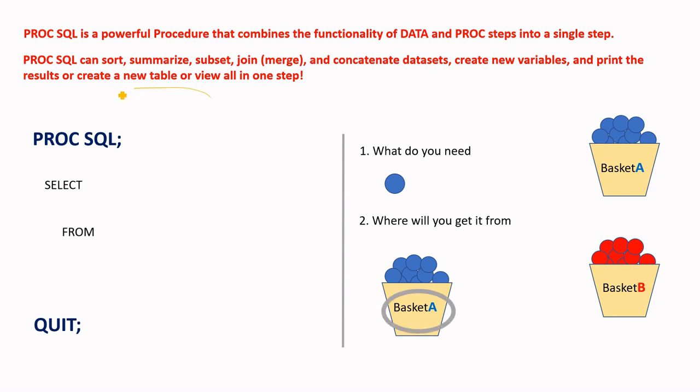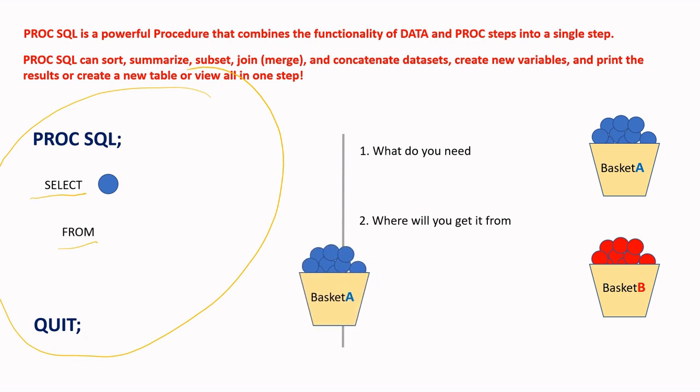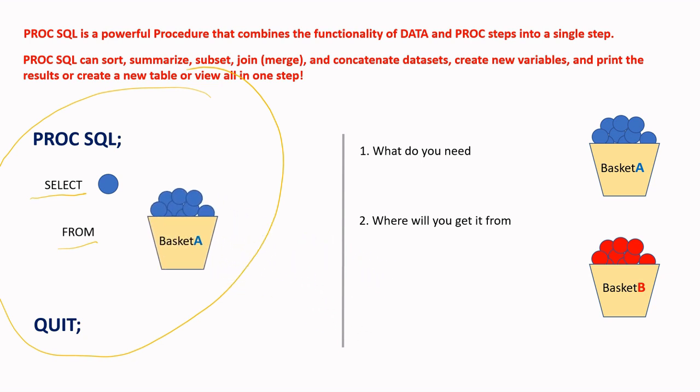Now when you come back to this area, how would your syntax become? Along with this part of the syntax, you need to provide the instruction. So what instruction are you going to provide? Select blue ball from basket A. Now your complete syntax would look something like this: select blue ball from basket A. This is what your complete syntax will become, and this is how you can use Proc SQL.